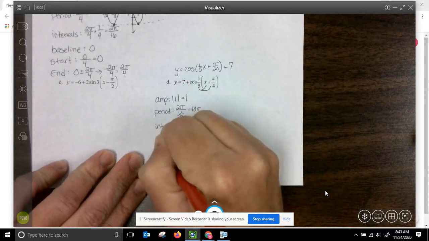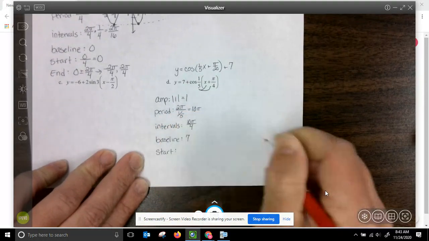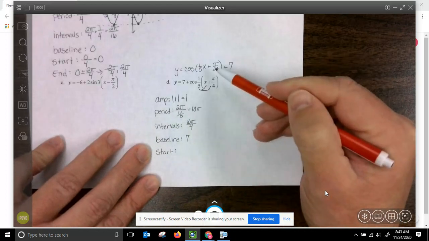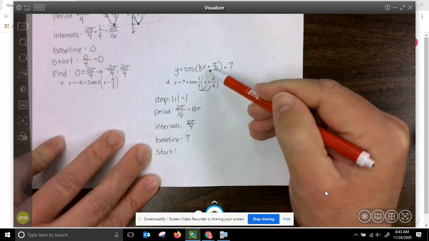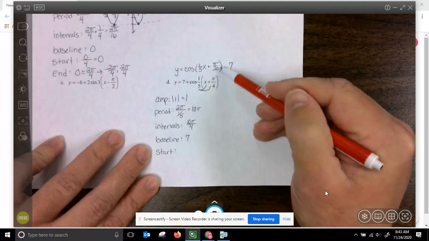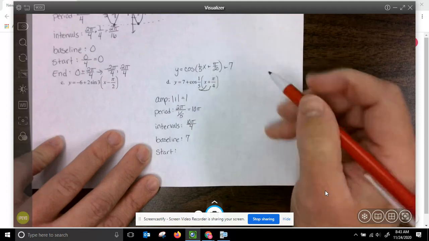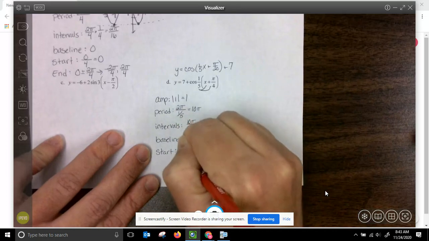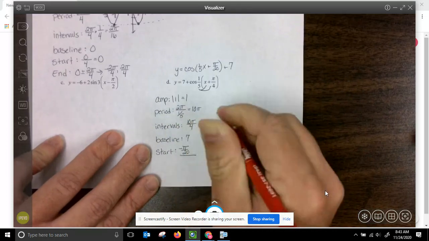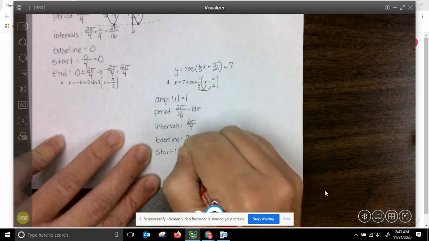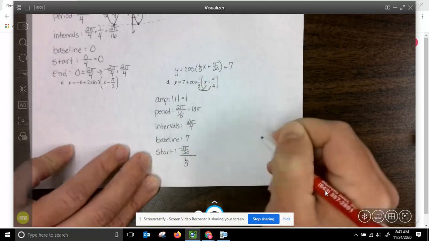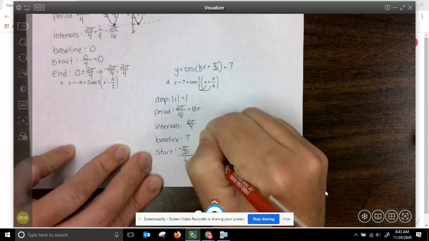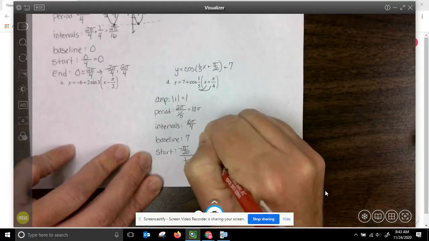Our start, which is C over B. Do be careful here that our C, because there's a plus here, and in the standard form it's supposed to be a minus, so that tells me that my C is negative. So my C is negative pi over 20. And I divide that by B, which is 1/5. Again, dividing by 1/5 is the same as multiplying by 5. So this actually equals negative pi over 4.